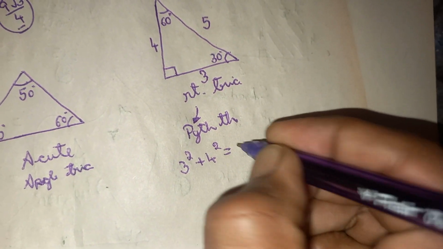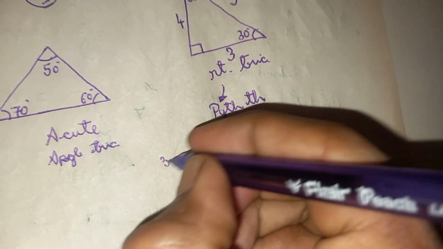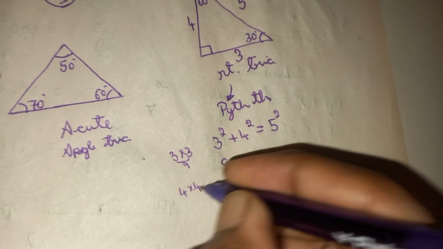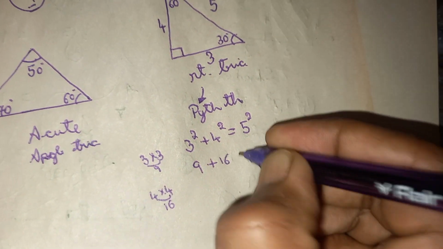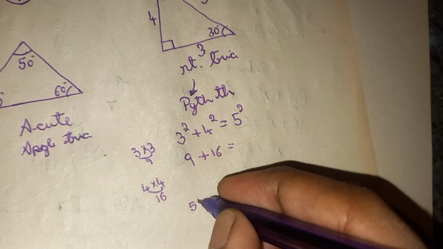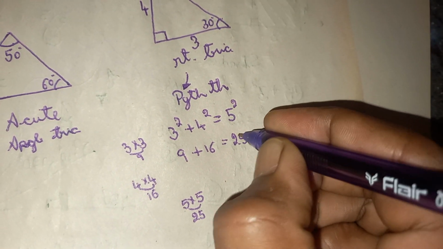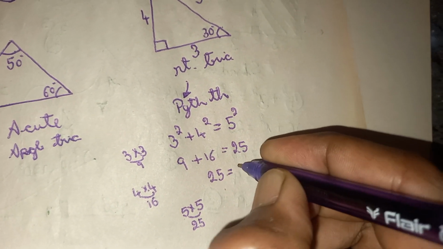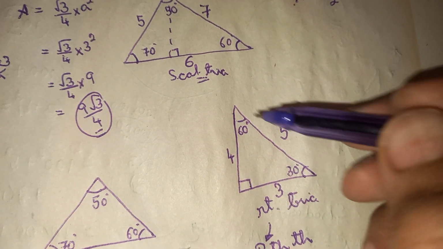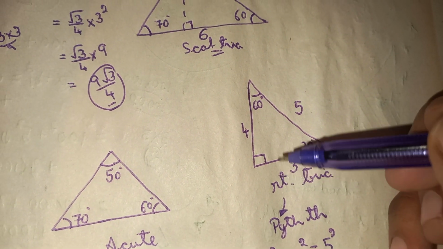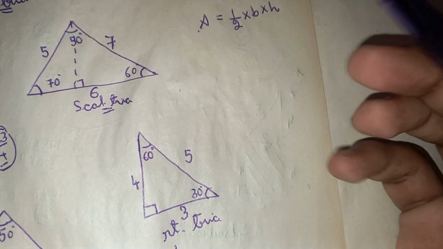equal to 5 square. That is, 3 square is 3 times 3, which is 9, and 4 square is 4 times 4, which is 16, plus 5 square is 5 times 5, which is equal to 25. So 25 equals 25. This side square plus this side square equals the hypotenuse square, that is a right triangle, where one angle is a right angle. Another type of classification is the obtuse angle triangle.